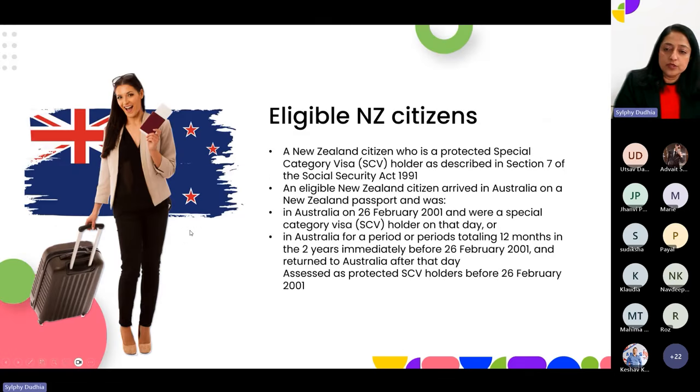Now, who are the eligible New Zealand citizens? The New Zealand citizens who arrived in Australia on a New Zealand passport, or before 26th of February 2001 on a special category visa, are considered eligible New Zealand citizens.